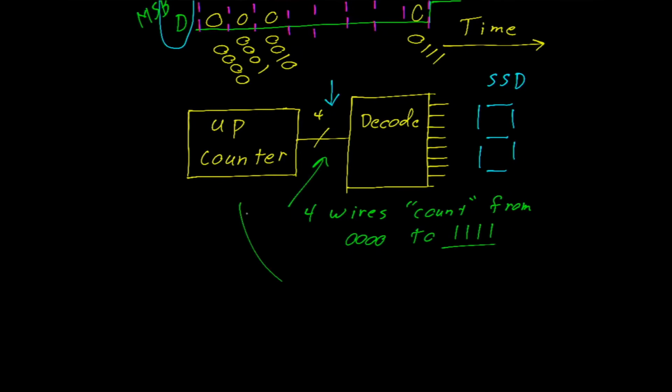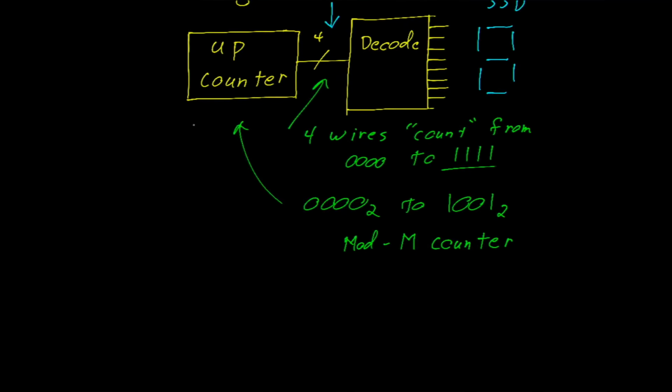But maybe you don't want to count from 0 to F. You could certainly modify this up counter to count from 0, 0, 0, 0, base 2, to 1, 0, 0, 1, base 2, which is to say to go from 0 to 9. In fact, you could make the up counter go to any modulus you desire. In fact, that's what it's called. It's called a mod M counter. Maybe you don't want it to count up. You could modify the circuit so that it counts down.